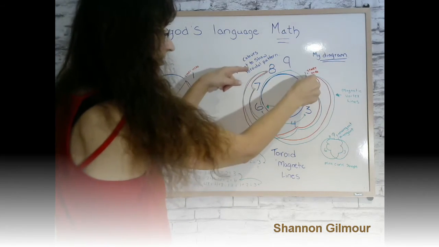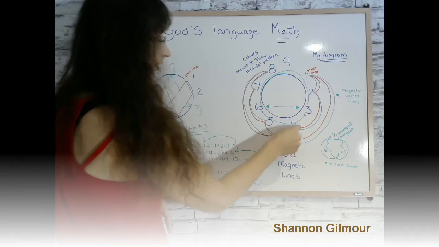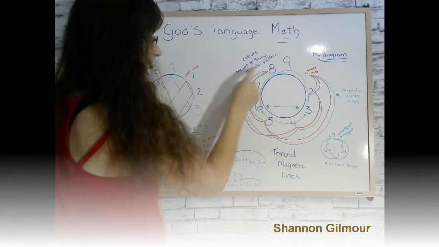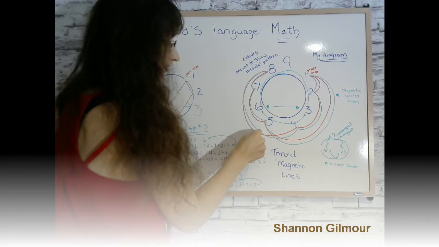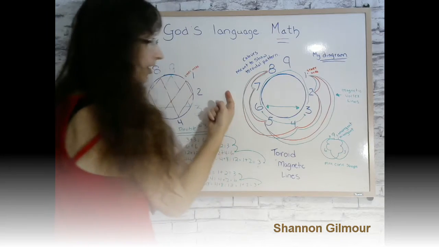So you're always starting at the top, going to 4. So 1, 2, miss a number, 4. 1, 2, miss a number, 5. And so what you're doing on one side, you're doing on the same.